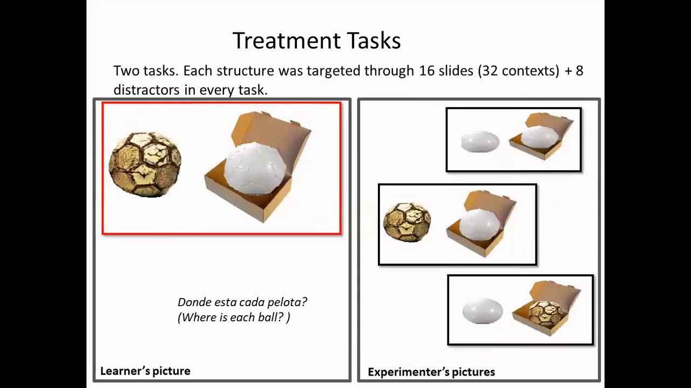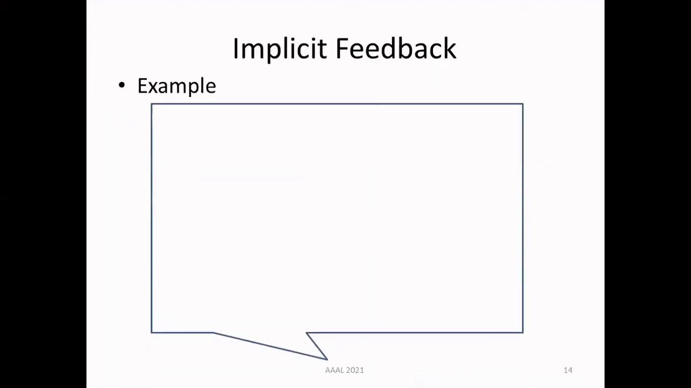Regarding the treatment tasks, each participant carried out 2 one-way information gap tasks in 2 different sessions. Content was presented in different randomized orders. Each slide set included 40 slides, 16 for gender agreement and 16 for DOM, plus 8 distractors.